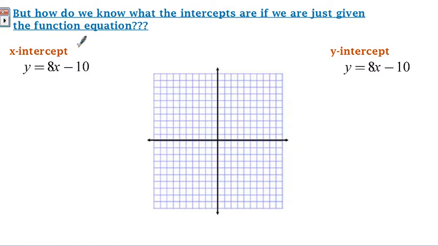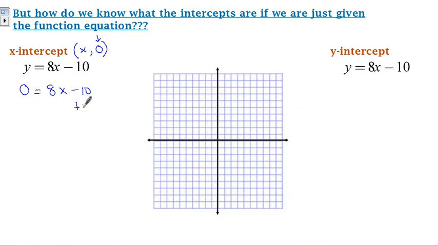So for an x-intercept, our ordered pair is x comma 0. So that means for my y, I'm going to plug in this 0 and then solve for my x. So I take my equation, I rewrite it with the y as 0, and that equals 8x minus 10. And then I solve this equation for x.